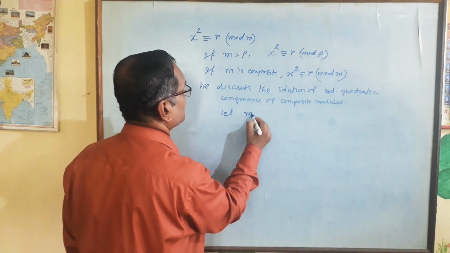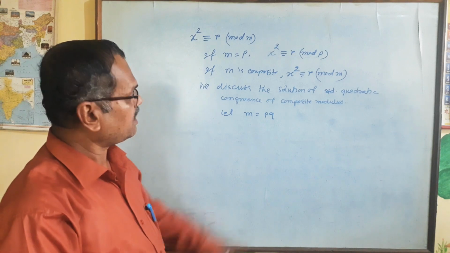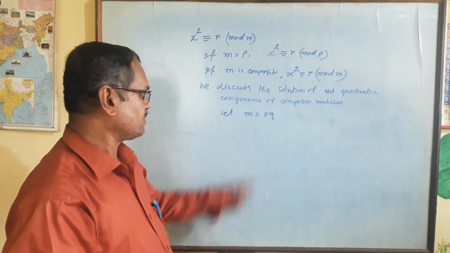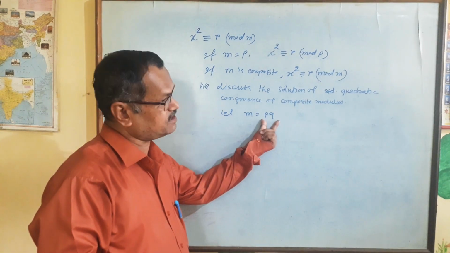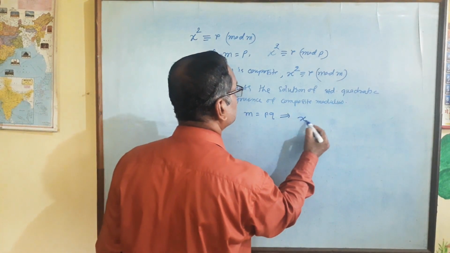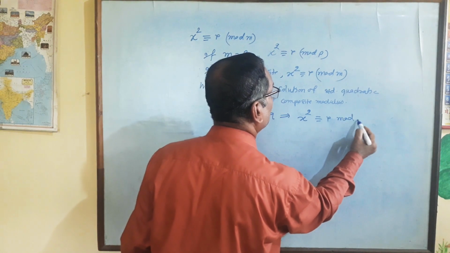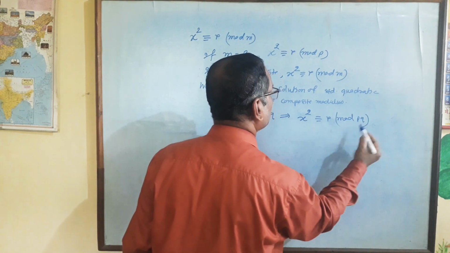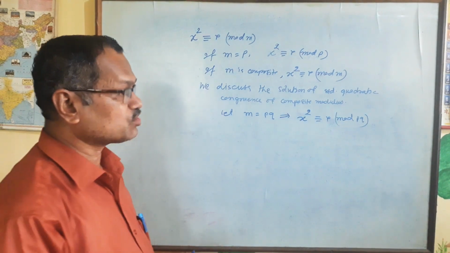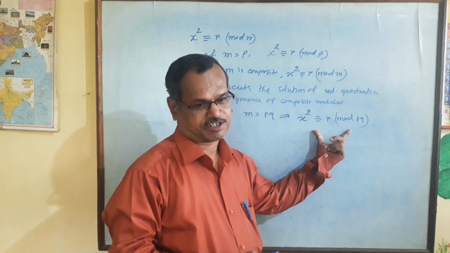Let our m be equal to pq. P is a prime and q is also a prime. M is a product of two primes, so it is a composite number. So our congruence becomes, in that case, x square congruent to r mod pq. Then the question arises whether this congruence is solvable or not.